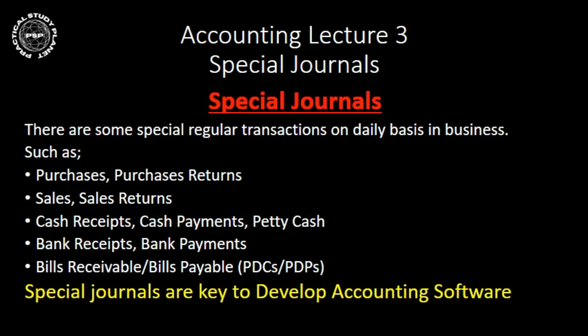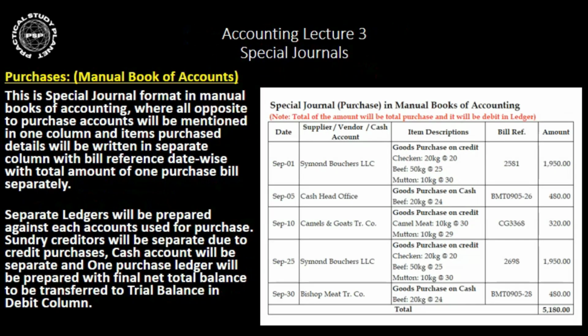So special journals are the key to developing accounting software, because these are the base on which accounting software is prepared. So let's study them one by one. In two ways we will study it: first the manual, and another the accounting software. Now how special journals are dealt with in manual books of account, and how they will appear in the accounting software.